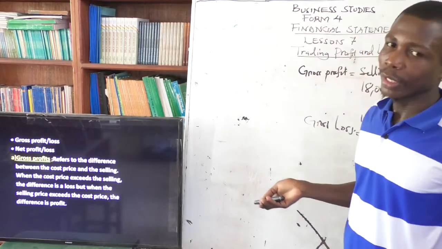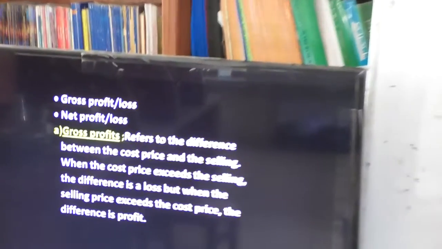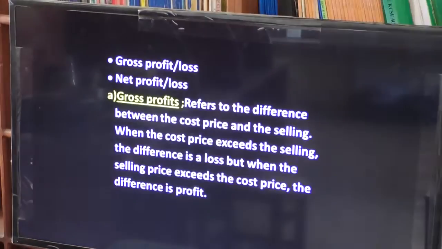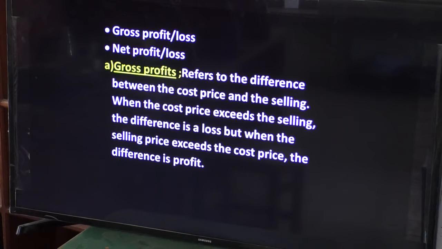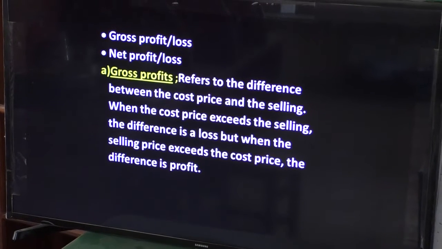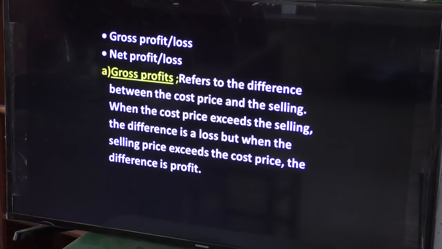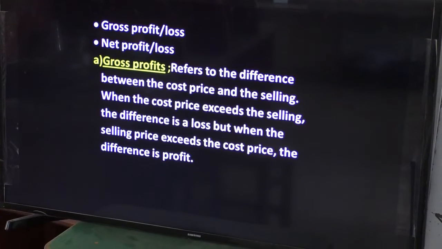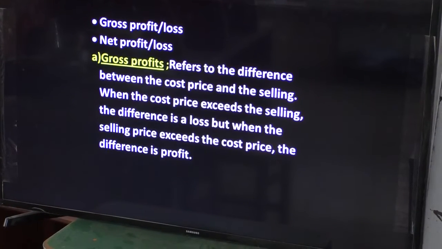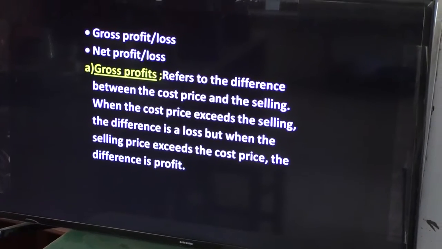I think I've explained it, especially on the board. I've explained it, but still we can look at it. It refers to the difference between the cost price and the selling price. So when the cost price exceeds the selling price, the difference is a loss. But when the selling price exceeds the cost price, then the difference is a profit. Exactly, that's what we have said.